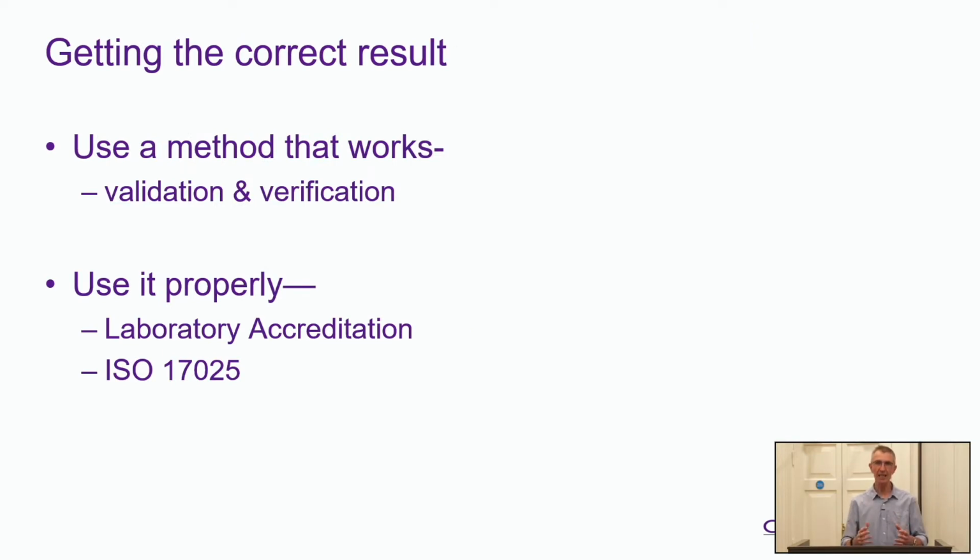And there are a range of things that help us ensure we get the right result. And the first thing is we have to use a method that works. And we gain the confidence that methods actually work by using validated and verified methods. And that's what I'm going to be talking about for the rest of the day. Once you've got that method and you know it's the right method, it's validated, it's verified and it works, then you have to make sure you use it properly. And using it properly is the role of laboratory accreditation. And that's where labs become accredited through ISO 17025 and various other things. So use the right method, use it in the right way.